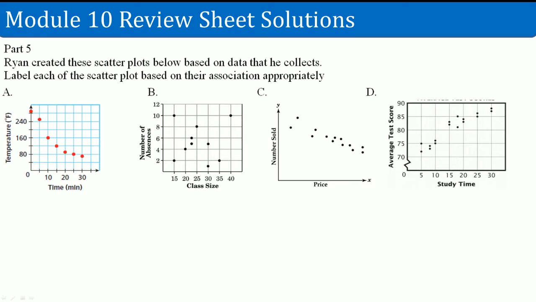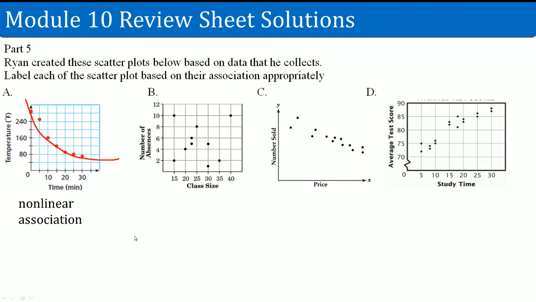Ryan creates these scatter plots below based on the data that he collects. Label each of the scatter plots based on their associative properties. This is just like recalling your vocab and describing how the scatter plot looks. The first one, it is going down, but do you see how it curves? So you see how it curves like that? We would say this has a nonlinear association.